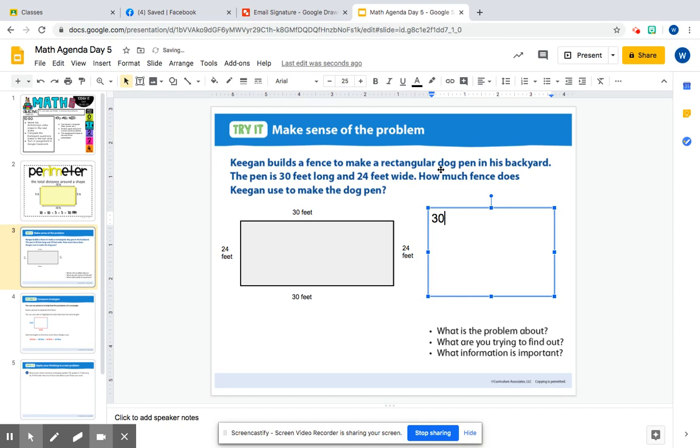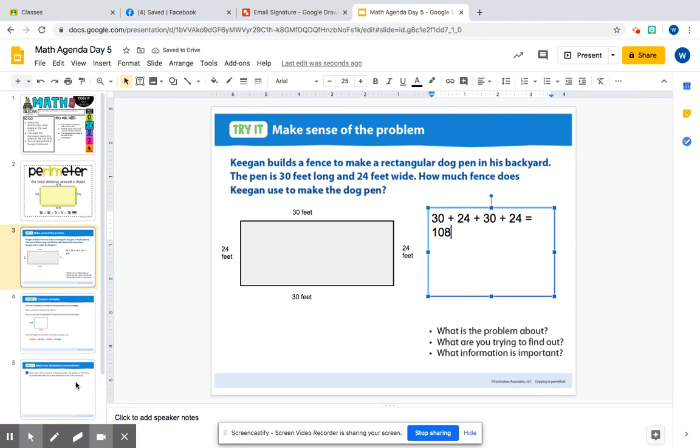So I know that 30 plus 24 plus 30 again plus 24 equals. There's my equation. So I know that I have to add these numbers together in order to get my answer. So if I add these together, I know 30 plus 30 is 60. And I know that 24 plus 24 is 48. So if I add 60 plus 48, I get 108.